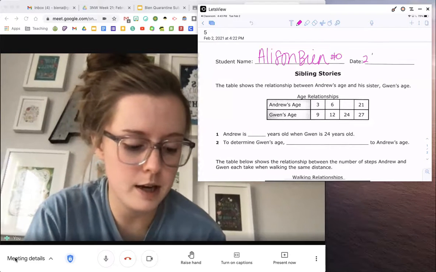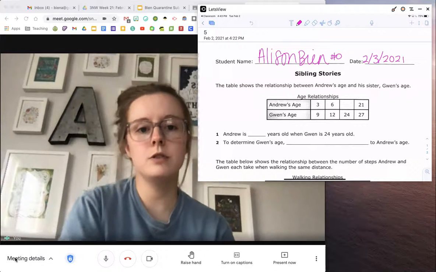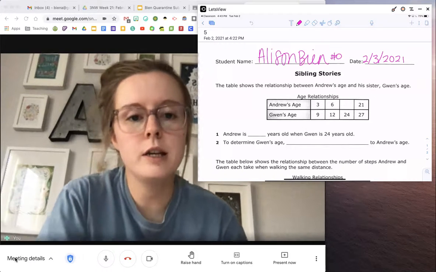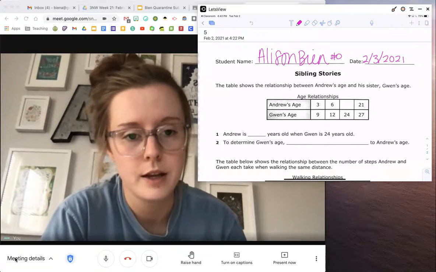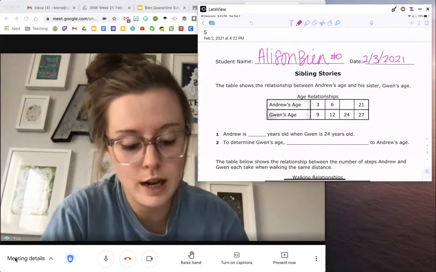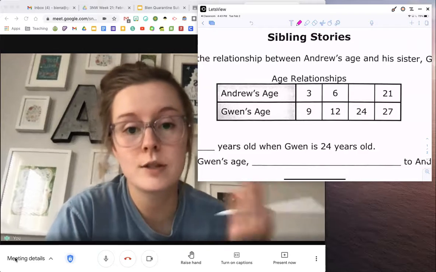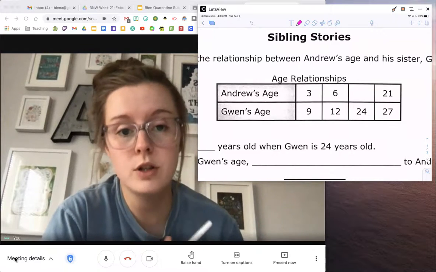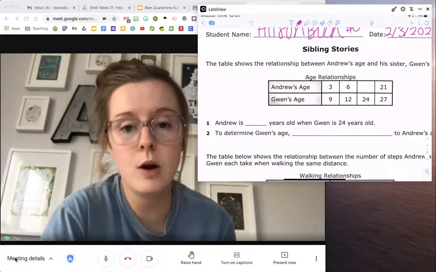I'm going to put my date, like always. Alright, this says sibling stories. The table shows the relationship between Andrew's age and his sister Gwen's age. So it says when Andrew was 3, Gwen was 9. When Andrew turned 6, Gwen turned 12. So that's the difference between them. So Gwen is older, and it's showing you how old they are at the same time.